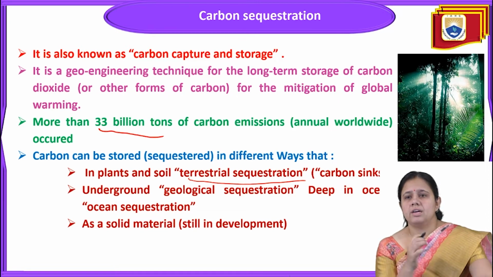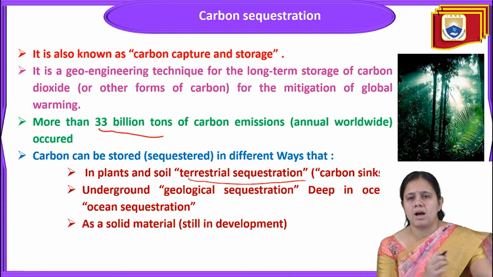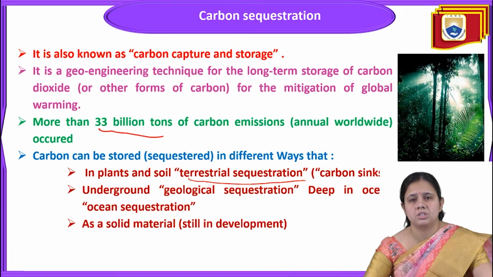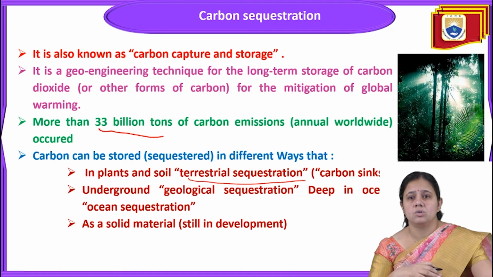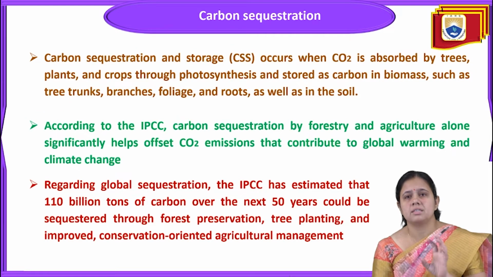First of all, carbon stored in plants or soil is called terrestrial sequestration, also called a carbon sink. Plant and soil are the bigger sink for carbon sequestration. Underground sequestration is geological sequestration, and storage of carbon deep inside the ocean is called ocean sequestration.